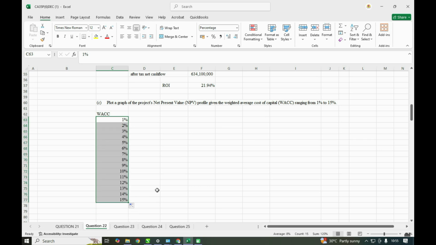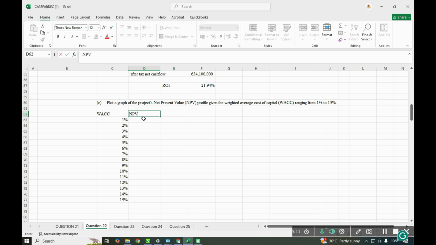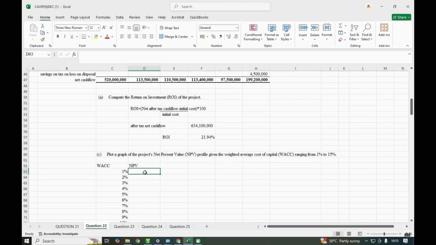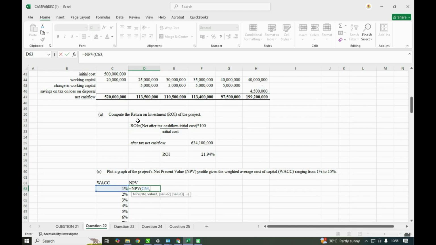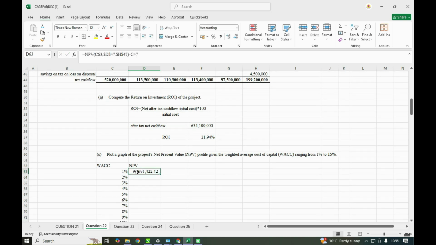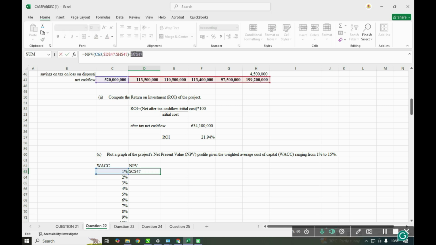15 is somewhere there, up to 15, and we shall have our NPV here, net present value. So here we shall take our NPV, and we need the rate. So the rate will be this one, comma, our values. This will be our values, which we shall lock. They will be constant, so we lock that. We close the bracket and we minus our IO, which is 520. We minus our IO as 520. And the IO is supposed to be locked again, a constant.